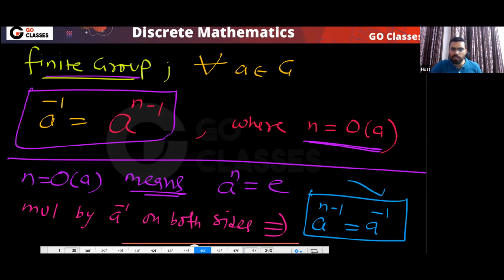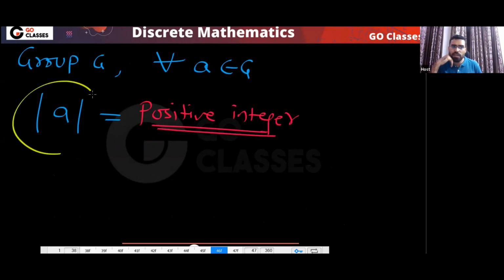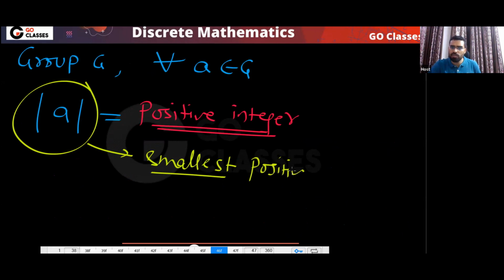And the order of any element is positive, you already know. In any group, whatever group you take, for all A, the order of A will always be a positive integer, because we define it as the smallest positive integer n such that A power n is equal to E. This is the definition. So remember, this is always a positive integer.